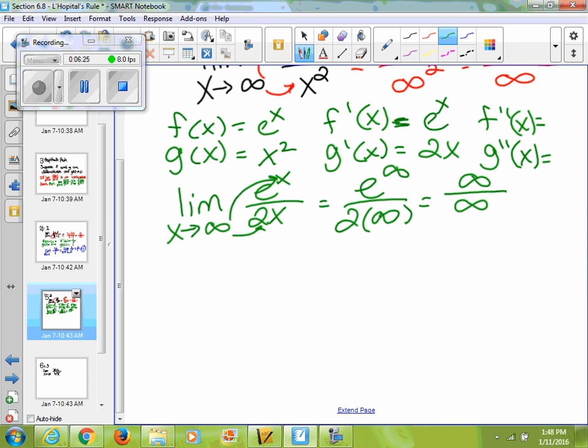If I want to find my second derivative, f double prime of x is equal to, what's my e to the x, because e to the x just always stays e to the x. And what's my derivative of 2x? 2.